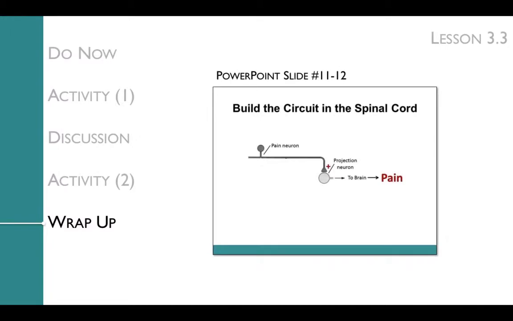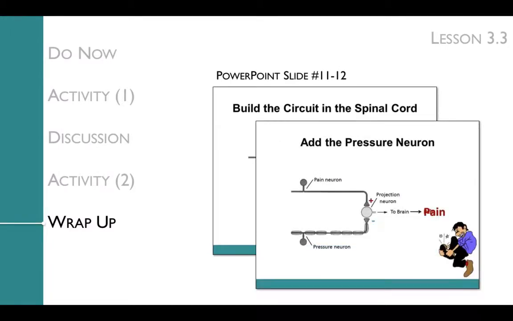In the wrap-up, you'll use slides 11 and 12 to review the neural circuitry that underlies the phenomenon of why applying pressure reduces the amount of pain we feel. Namely, by applying pressure, we activate a neuron that senses pressure, and that is inhibitory. And this inhibition decreases the amount of signal that is sent to the brain, so we feel less pain.